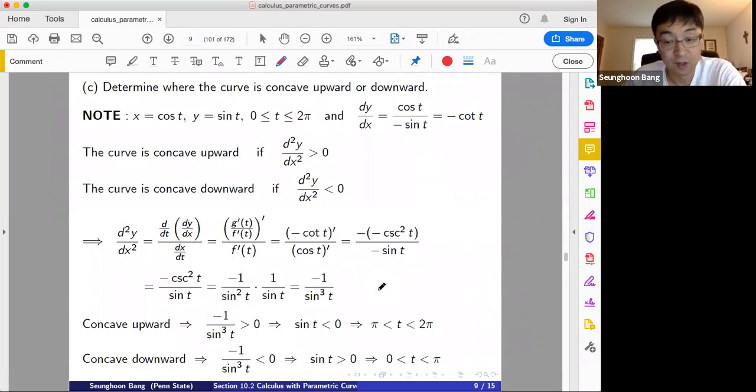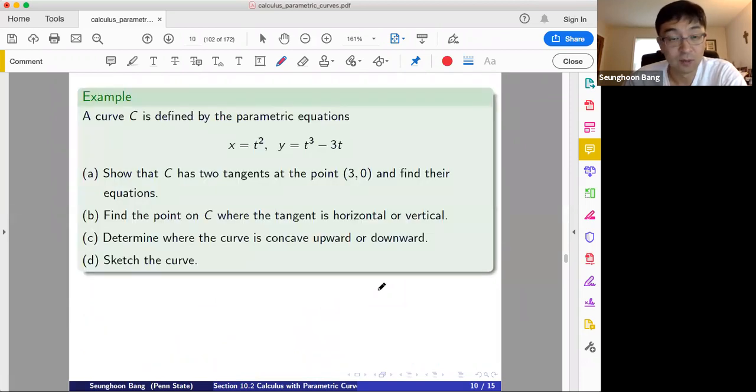Next, we are going to the second problem. A curve C is defined by the parametric equations x equals t squared, y equals t cubed minus 3t. Show that C has two tangents at the point (3, 0) and find their equations. Find the points on C where the tangent is horizontal or vertical. Determine where the curve is concave upward or downward. The last one, sketch the curve.